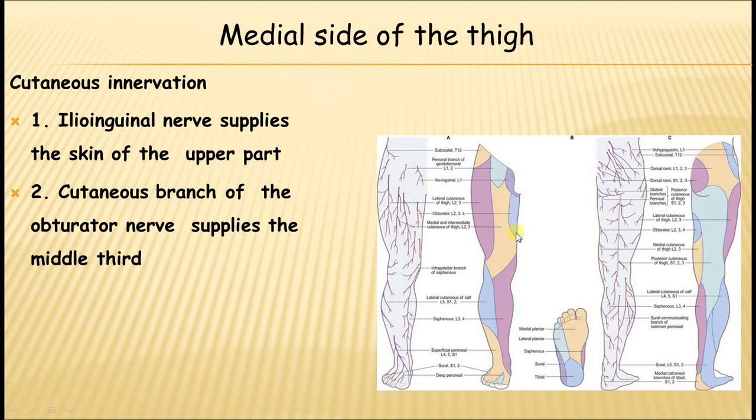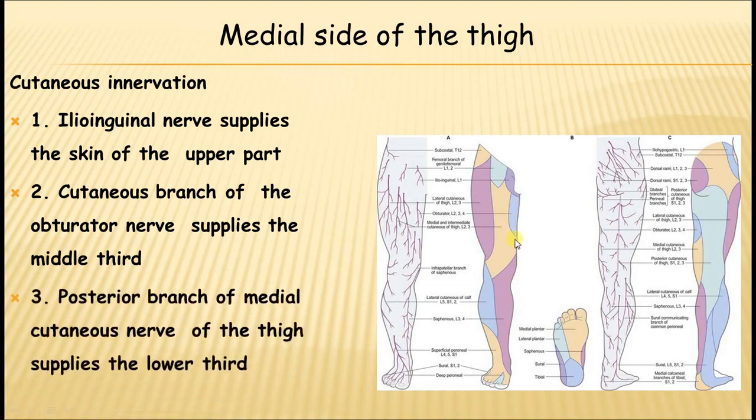The obturator nerve is again going to divide into anterior and posterior divisions, of which the anterior division takes part in the cutaneous innervation. It is going to mainly supply the middle third of the medial side of the thigh. Followed by that, the lower part has the posterior branch of the medial cutaneous nerve of the thigh. The medial cutaneous nerve of the thigh is again a branch from the anterior division of the femoral nerve.